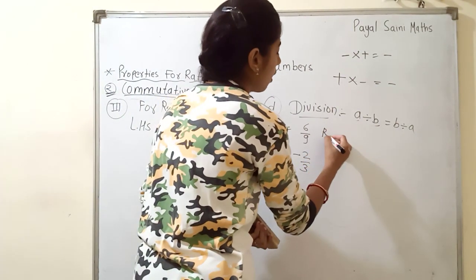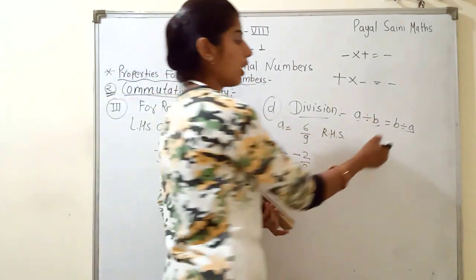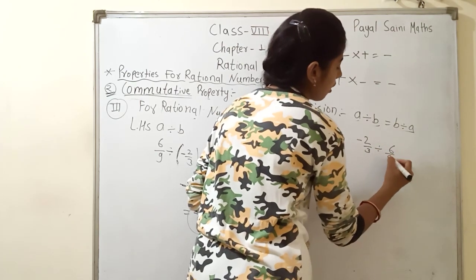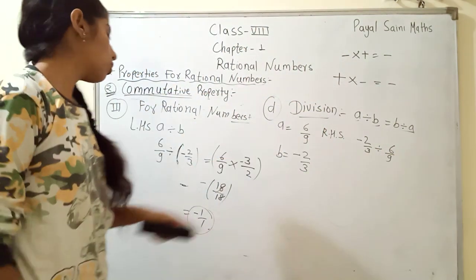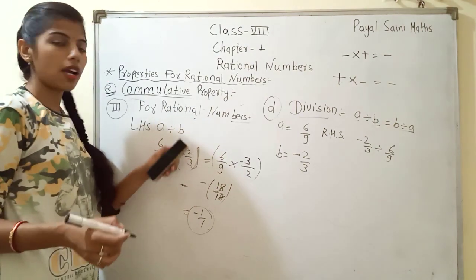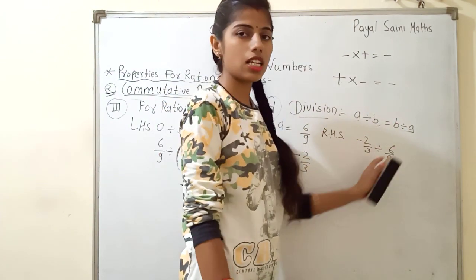Now we check the right hand side answer. The right hand side is B divided by A, then minus 2 by 3 divided by 6 by 9. Now, in your right hand side, you can see your left hand side's B, the second rational number, is minus 2 by 3. But in the right hand side, your second rational number is 6 by 9.